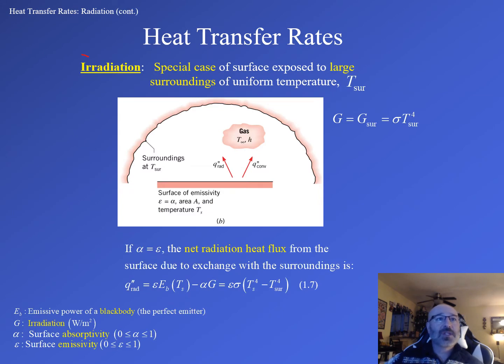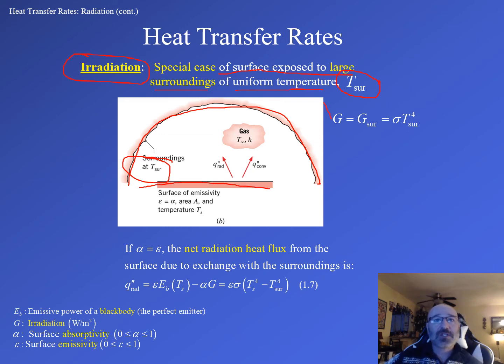So we briefly mentioned irradiation. Let's take a look at that in a little bit more detail. This is a special case of a surface exposed to a large surroundings of uniform temperature, which we show here as our T surround. Here is our surroundings at a very large uniform temperature, there is our T surround, and here's our surface down here.